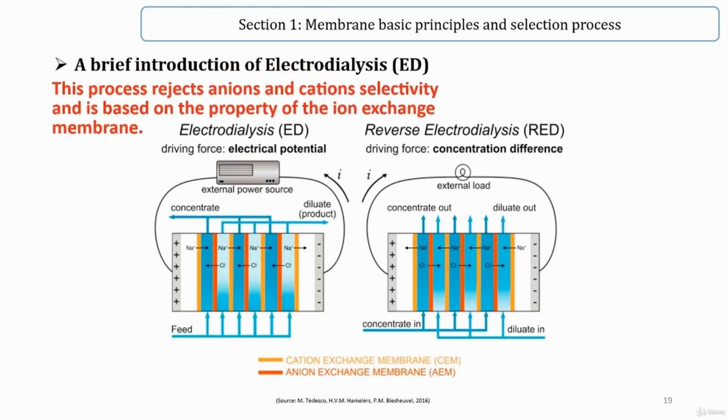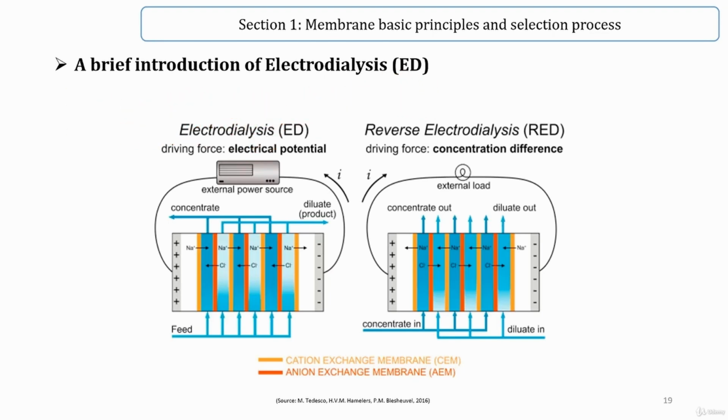This process has anion and cation selectivity and is based on the property of the ion exchange membrane. In this membrane, only cations or anions are transferred directly, and if the membrane is more permeable to cations than anions or anions than cations, an increase or decrease of ionic solution concentration will be observed. Therefore, depletion or concentration of electrolyte solution is possible.